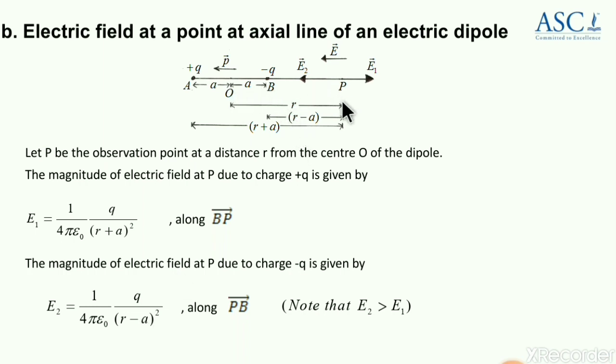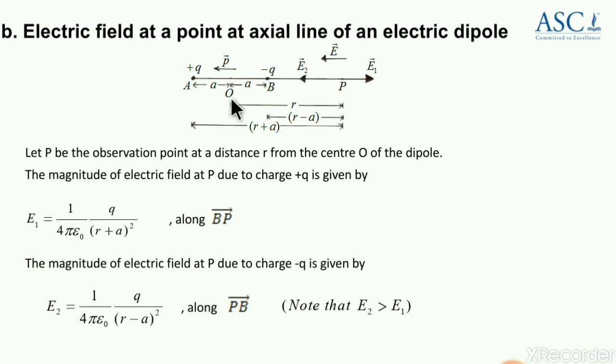From the midpoint, as usual, the distance till point P is r, and the distance between the midpoint and minus Q charge is a. So if you want to calculate the distance between B, that is minus Q, and P, you have to take r and subtract this a from it. You get the distance from minus Q to P. So that is only (r minus a) the whole square.